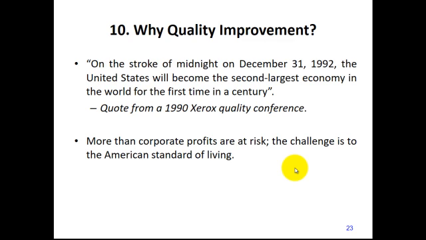On the stroke of midnight on December 31, 1992, the United States will become the second largest economy in the world for the first time in a century. This is a quote from a 1990s Quality Conference. So nations are competing on the basis of quality. Quality is the main factor, the opener for the economy, and the world is demanding good quality products. More than corporate profits are at risk; the challenge is to the American standard of living. The standard of living is also one of the most important factors, which depends on quality.